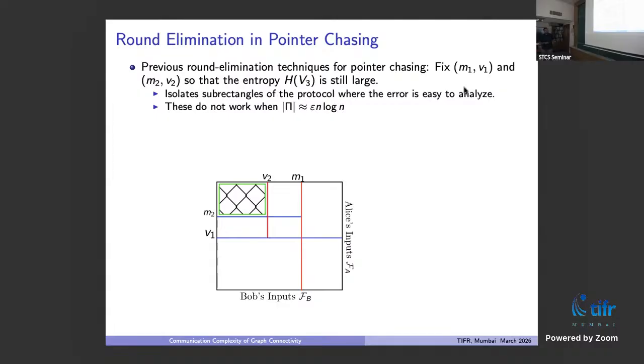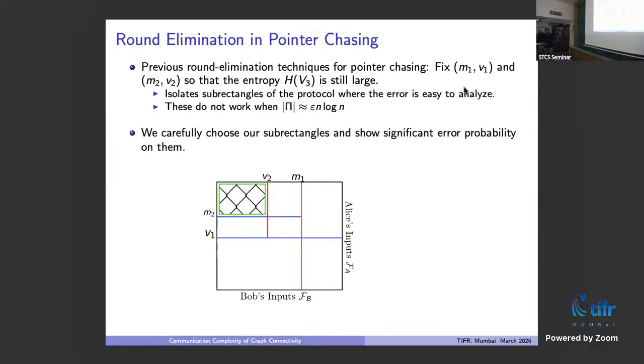So it turns out that these kinds of rectangles do not work when you want to chase, say, the 6th pointer using just 3 rounds. Okay. So what we will do is basically choose different subrectangles, slightly more involved subrectangles, that will allow us to still compute the error.